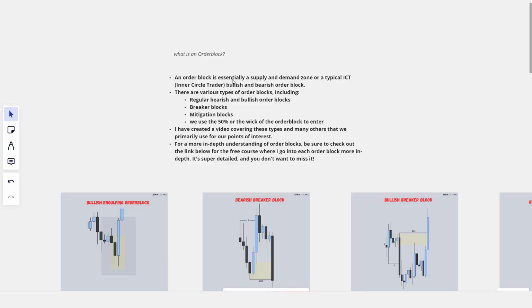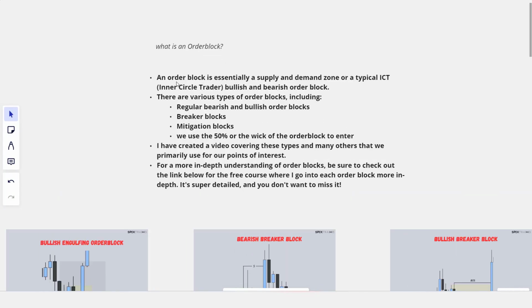So first and foremost, we have to see what is an order block. An order block is essentially a supply or demand zone, or a typical counter-cyclical trader bullish or bearish order block. There are various types of order blocks, including the regular bearish and bullish order blocks, the breaker blocks, the mitigation blocks, and we usually use the 50% of the wick of the order block to enter.